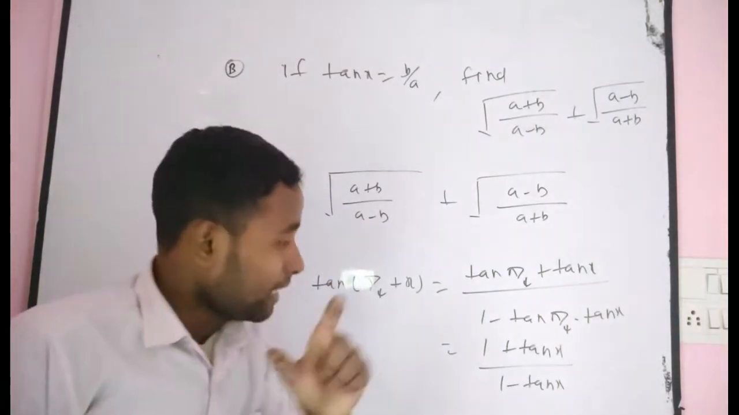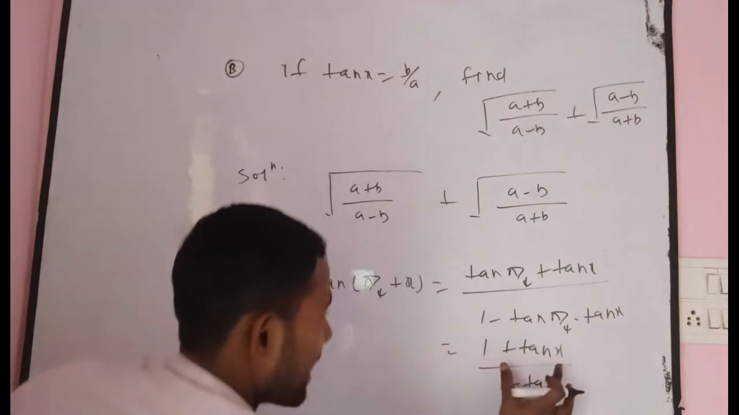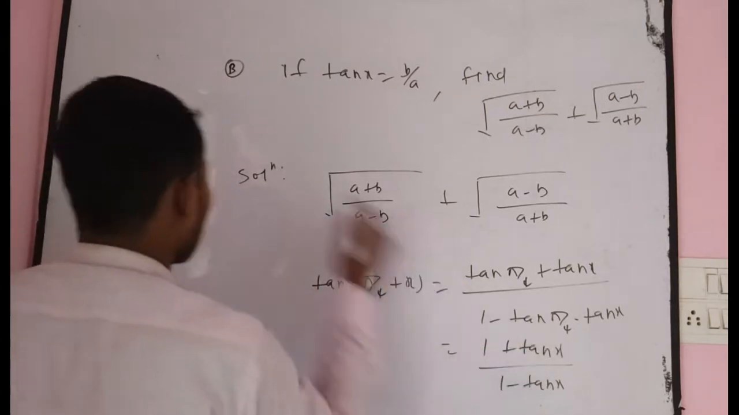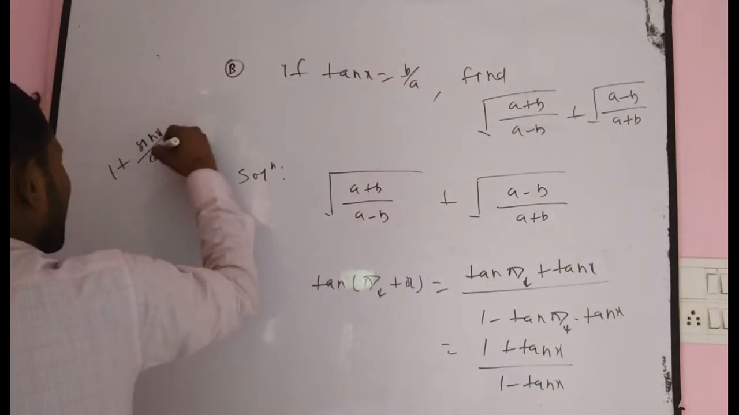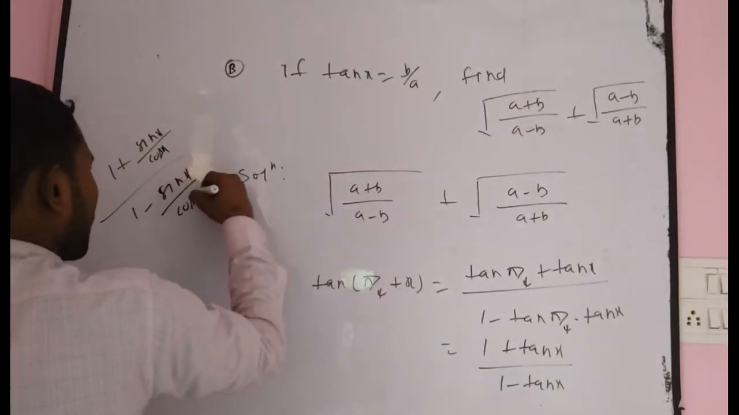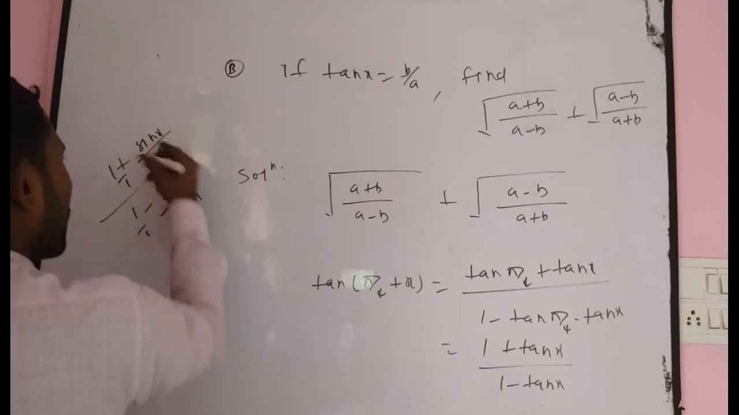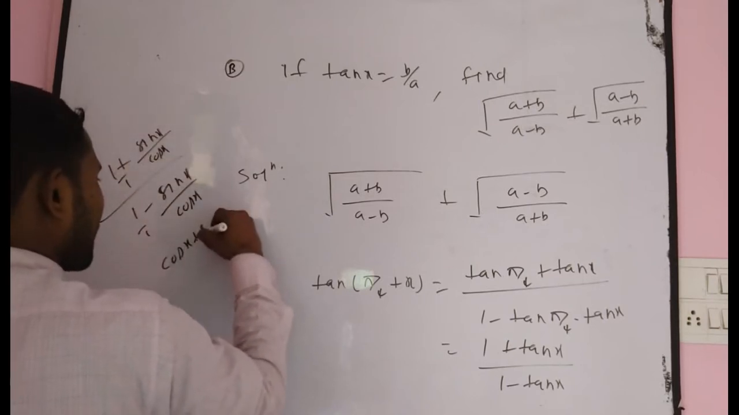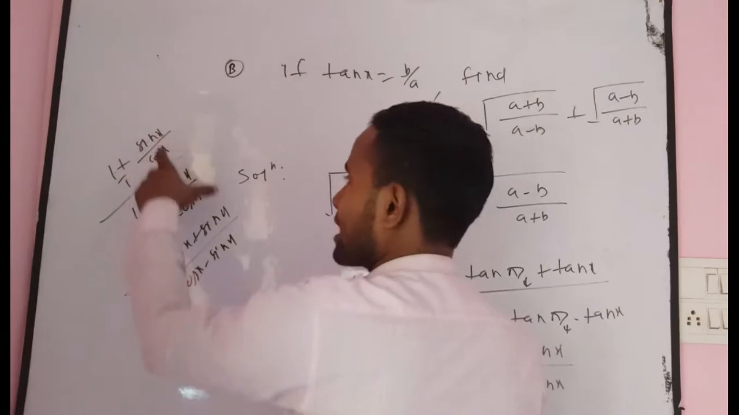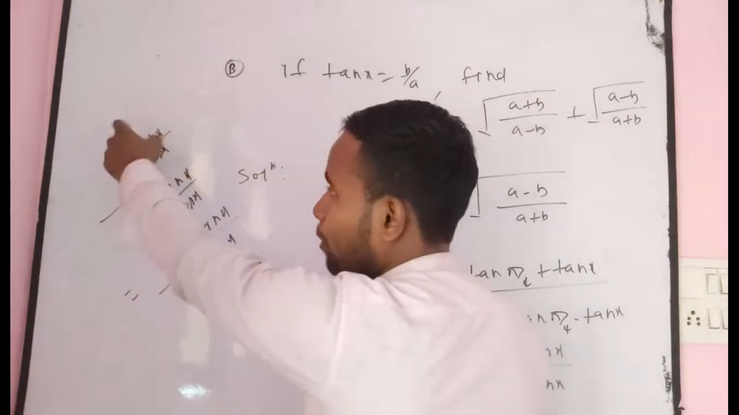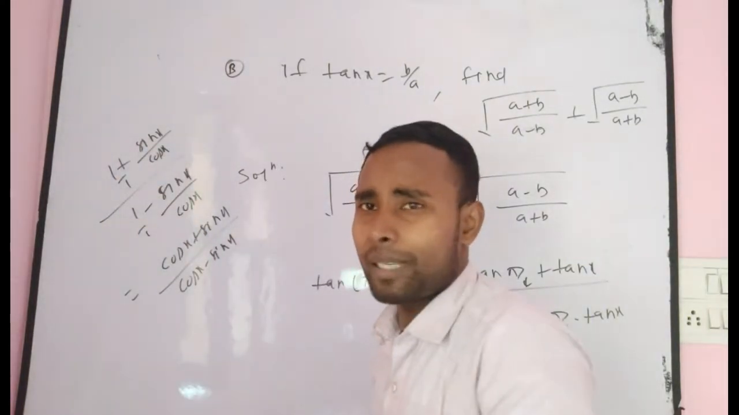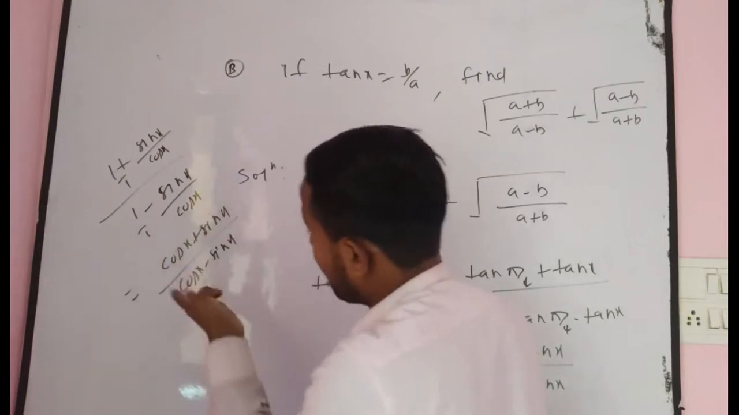There is another interesting fact in this expression. Can you write (1 plus tan x) divided by (1 minus tan x)? I want to write 1 plus tan x as 1 plus sin x by cos x, divided by 1 minus sin x by cos x. After taking the LCM, you get cos x plus sin x in the numerator and cos x minus sin x in the denominator, because the denominators of both become cos x, and they cancel out. So you get (cos x plus sin x) divided by (cos x minus sin x).